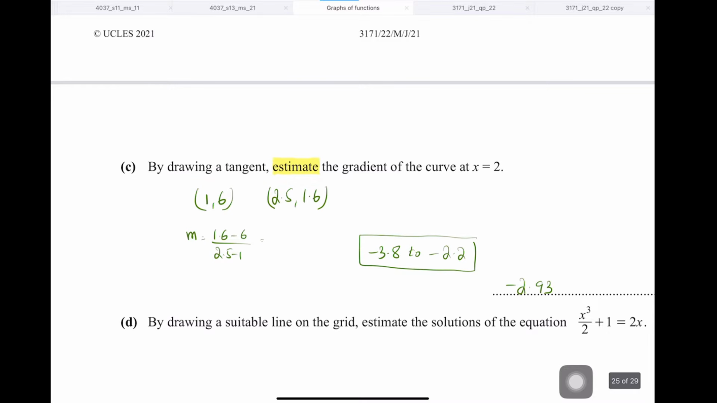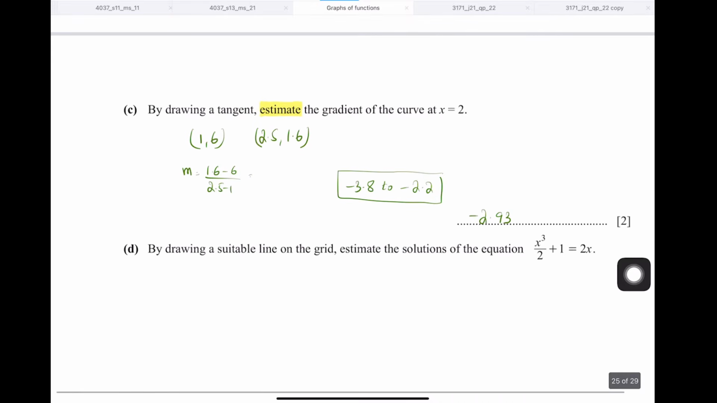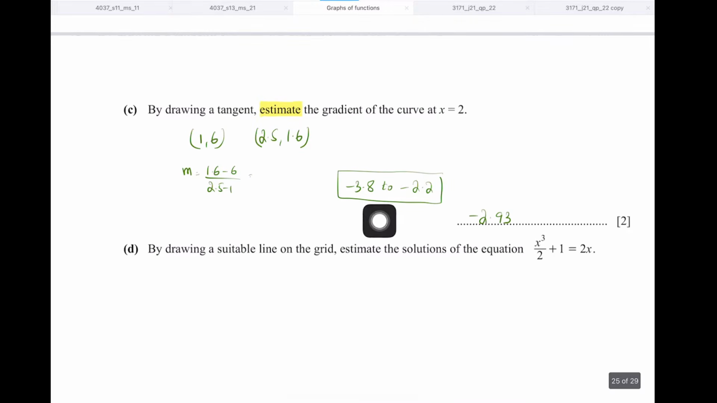Like you said, you're getting minus 2.7. That's fine, nothing to worry about as long as it's inside this range. Or even equal to, for example, if your answer is exactly minus 3.8, that's fine. Or if it's exactly minus 2.2, that's also fine. But again, this is not something we rely on.